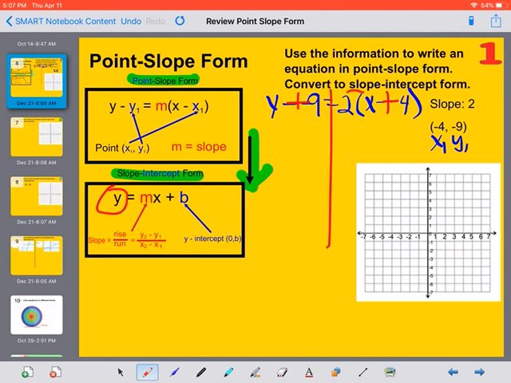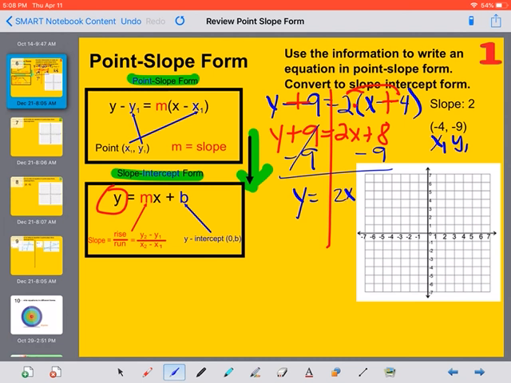So we're going to distribute 2 times x is 2x, and 2 times 4 is 8. Remember, we're multiplying. And over here we have y plus 9. And we want y all by itself, so we just need to subtract 9 on both sides. So we have y all by itself. Y equals 2x minus 1. There is our equation in the form y equals mx plus b.